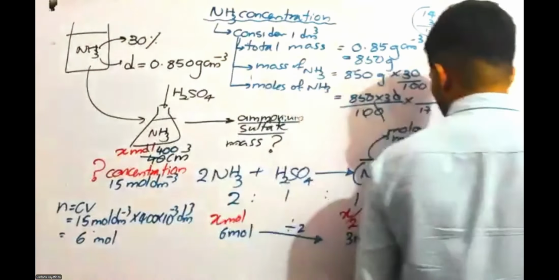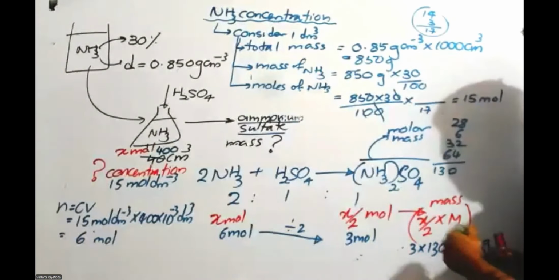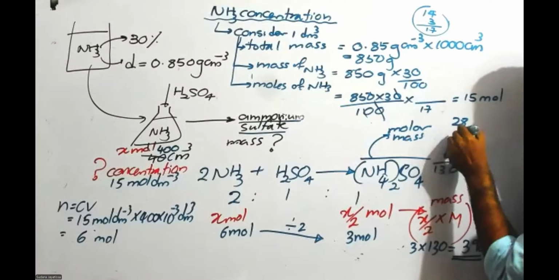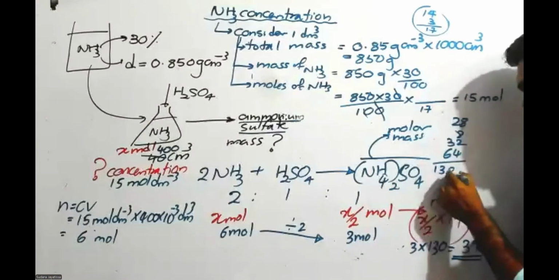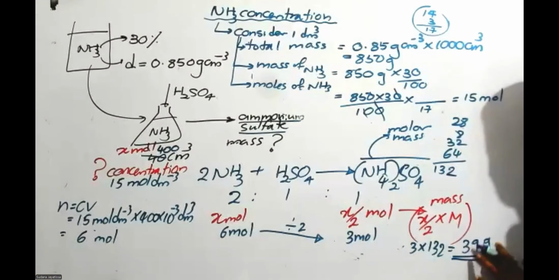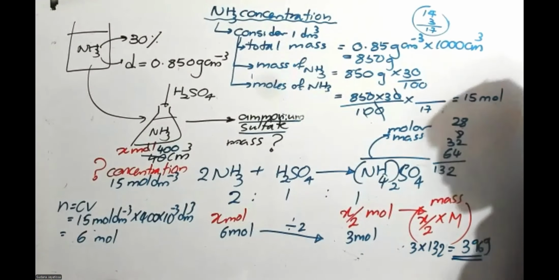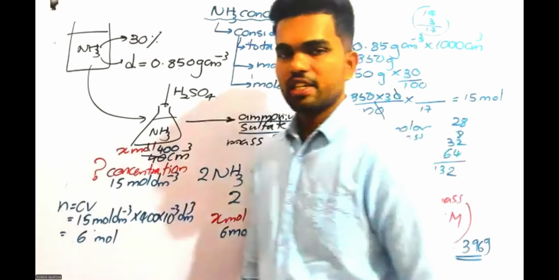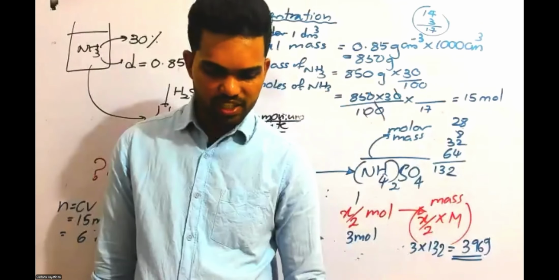Ammonium sulfate. Yeah. It is NH4 twice. So then it is going to be 8. So 132, into 3, so 396. Okay, some small errors are there. I hope you can understand that. Anyway, be careful with the simplifications.